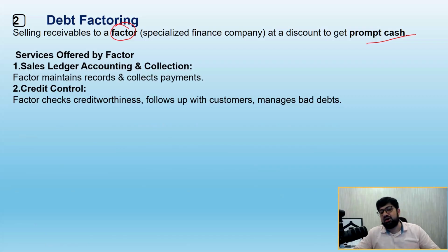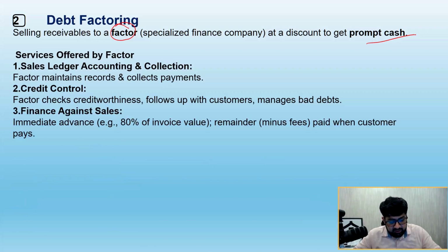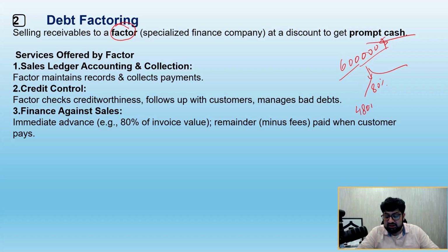Now the second is credit control. The factor, the party actually providing this service, gives cash to us today, checks the creditworthiness of the customers, follows up with them, and sometimes manages bad debts as well. So for example, the amount is 600,000 of receivables. We go to a factor and say collect it on our behalf. What does the factor do? It is a bit different arrangement. Normally they advance 80% of this money to us. So 80% of 600,000 is 480,000.